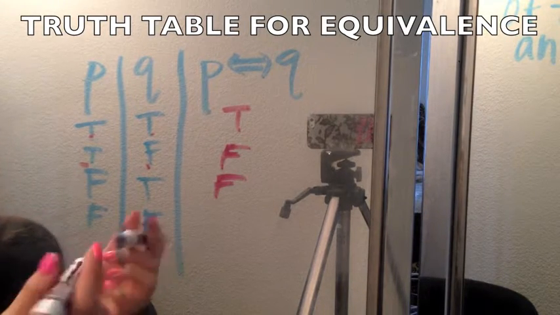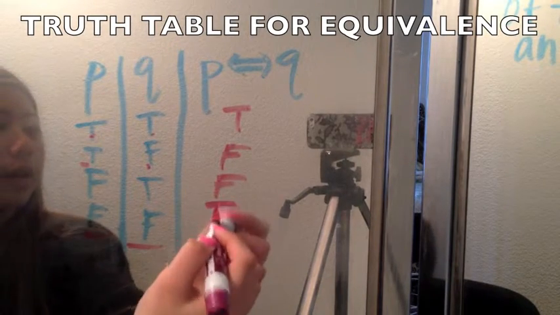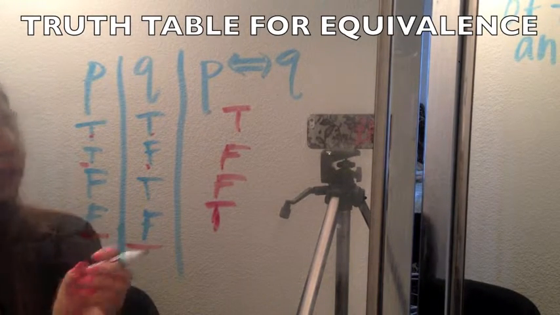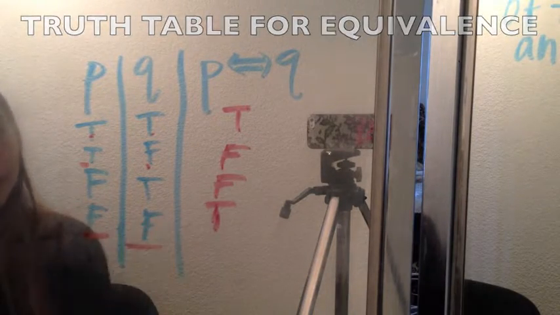But the last one, both false makes a true value, because they both are false, which makes a true value, because they're equivalent. Now let's do an example.